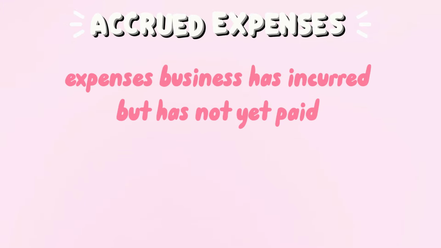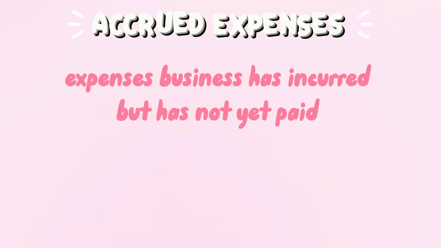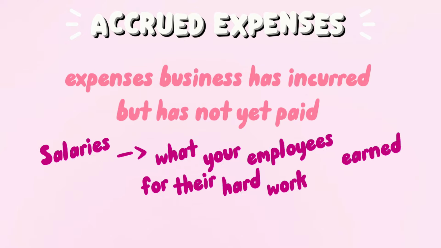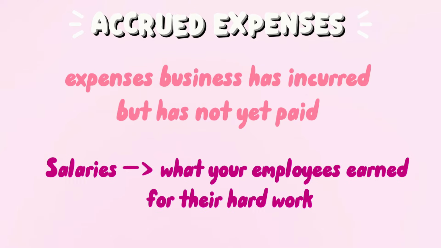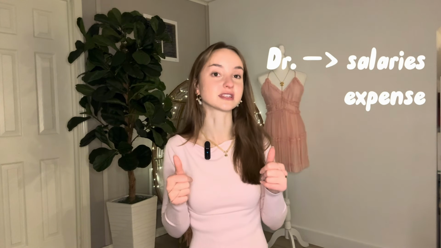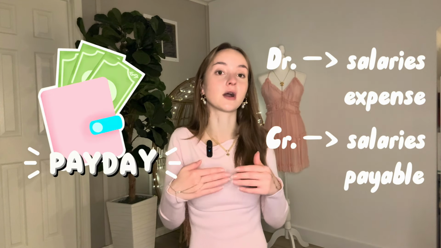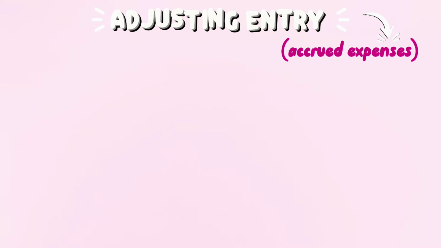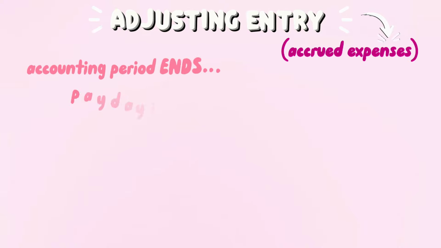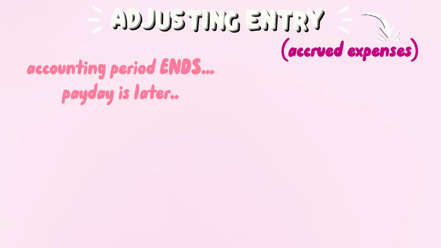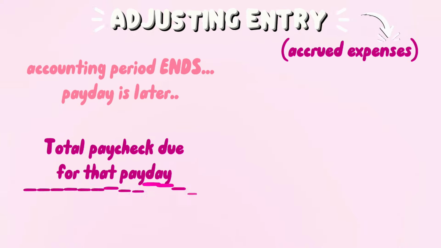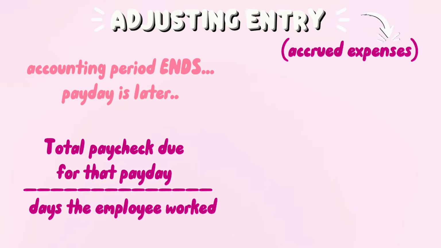Accrued expenses are expenses that our business incurs before it pays for them in cash. Your best examples are salaries that your employees earn for working but have not yet been paid. The adjusting entry for this scenario would look like a debit to your salaries expense and then a credit to your salaries payable because you owe that compensation to your employee. If the accounting period came to an end before your employee's payday, you would look at what their total salary is and divide it by how many days they're being paid for.